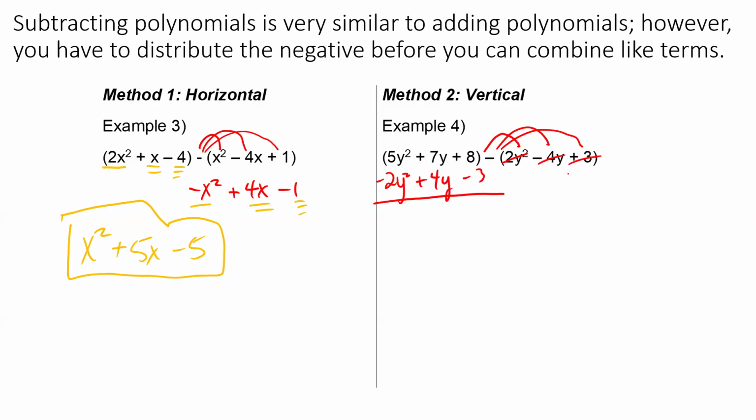So you distribute and then you move them. Now you're not paying any attention to this. You're just going to add vertically. You have 5 minus 2 is 3. You have 7 plus 4 is 11. And 8 minus 3 is 5. Still with me? Guess whose turn it is? Your turn.